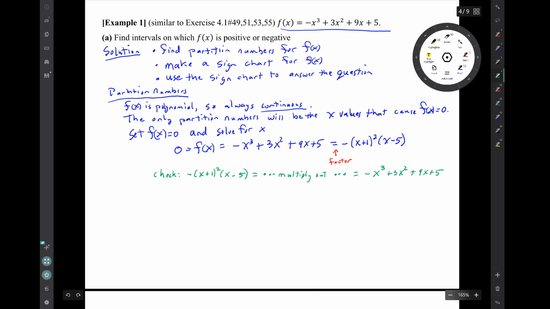And you check factorization by simply multiplying out all the terms. Again, I won't do that calculation here because that's prerequisite material, but that is needed in order to do these problems in calculus. So there's our equation, 0 equals f of x, with f of x in the factored form. And you can see that the solutions to this equation are x equals minus 1 and x equals 5. So those are the only solutions to that equation, so those are our partition numbers.